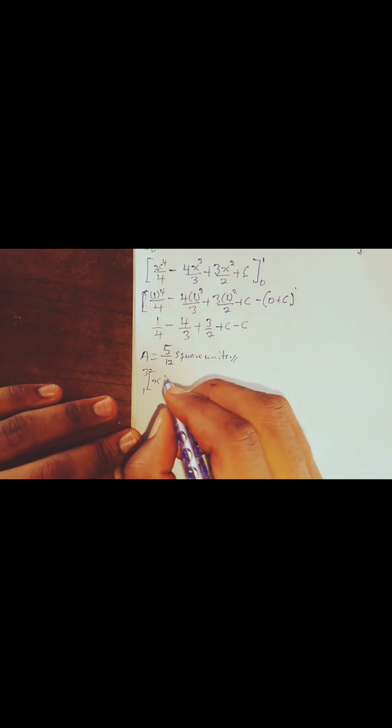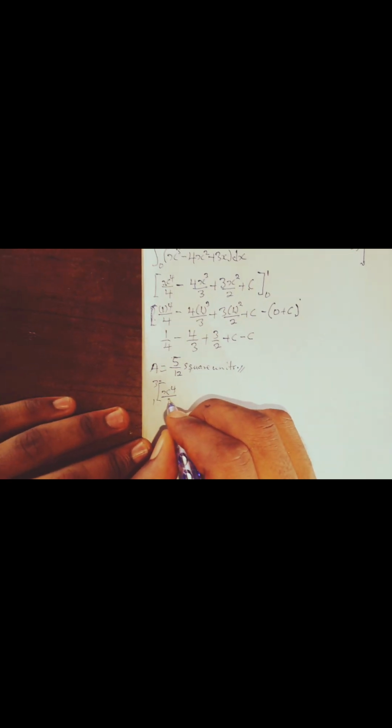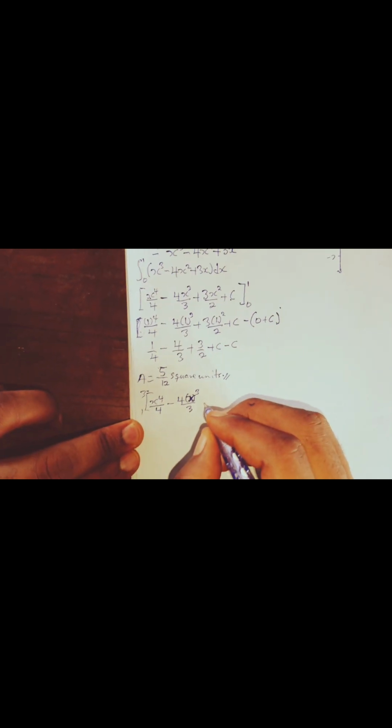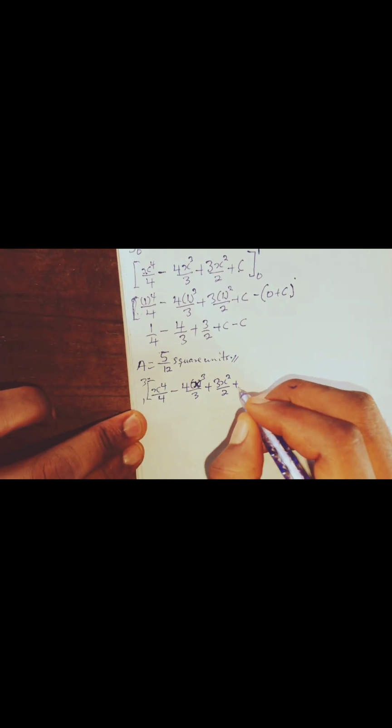So I have 3, 1. Then in place of s, I'll put 3. So let me rewrite the equation. S power 4 over 4 minus 4 into bracket 1 power 3 out of 3. I am now writing this. So this is supposed to be x. This is x. I want to write the equation as so 4x power 3 over 3, then plus 3x power 2 over 2, then plus c.